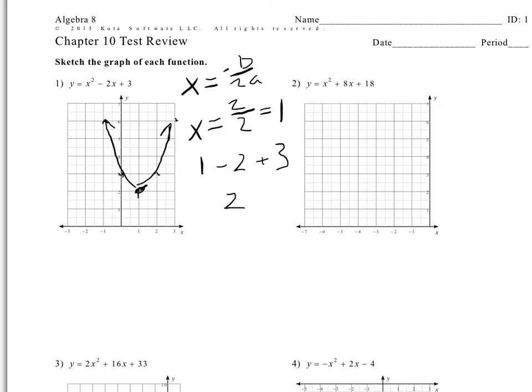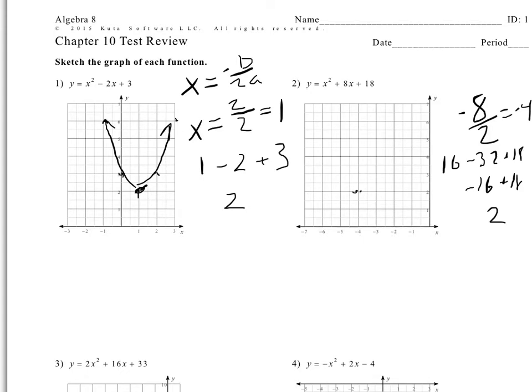Number 2 over here is negative 8 over 2, so we should get negative 4. And negative 4 squared is 16 minus 32 plus 18. So negative 16 plus 18 is 2. So I go over to negative 4, positive 2, so I'm right around in there.